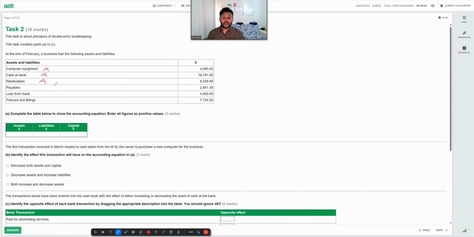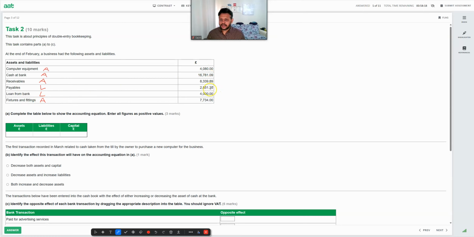Payables is a liability, the opposite of the receivable. When you buy something from your supplier and you have to pay them, it is your liability. You're liable to pay because you bought something. Of course, you are liable to pay for that. So that's your liability. A loan from the bank, we understand, is a liability. If we take a loan from the bank, we have to pay it back. And fixture and fittings is an asset.